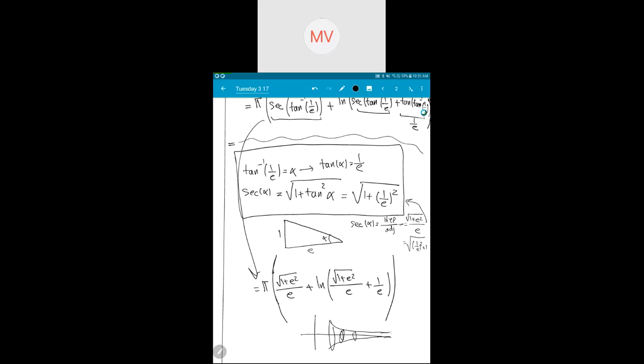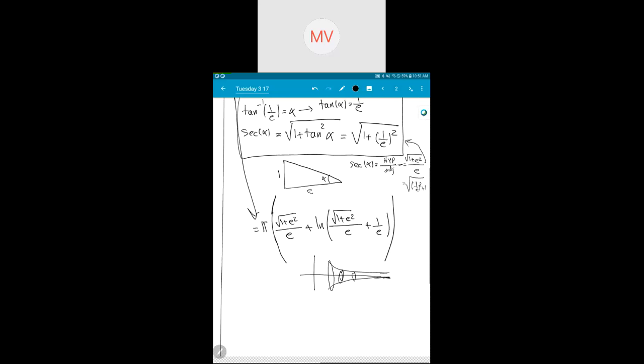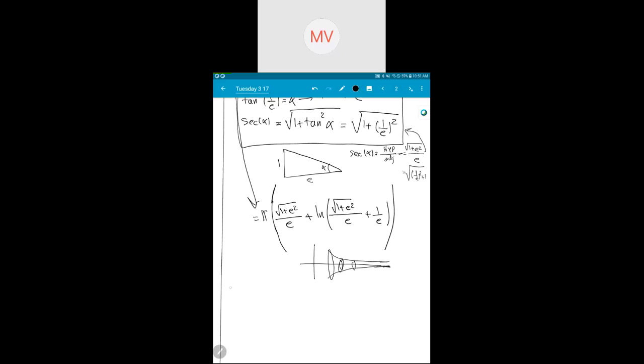Okay. Infinite length funnel. What's the surface area of that? It's that guy right there. You can tell that to your friend and brag about it. If you have a question.